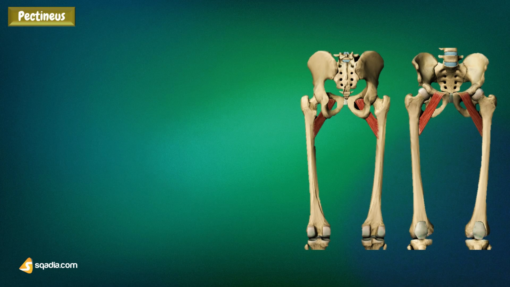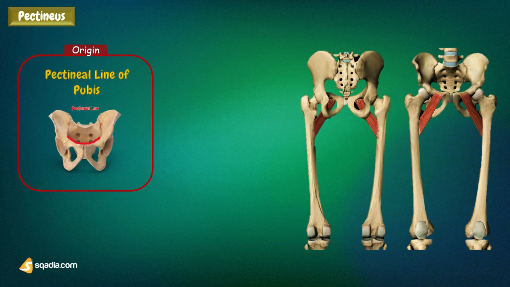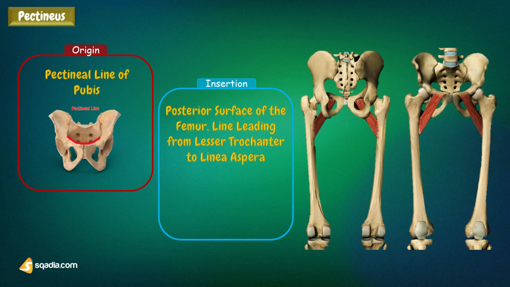Pectineus is a flat quadrilateral muscle. It forms part of the floor of the femoral triangle. The muscle originates from the pectineal line of the pubis and the fascia covering the pectineus muscle. The insertion site of this muscle is the posterior surface of the femur on the rough line leading from the lesser trochanter to the linea aspera.